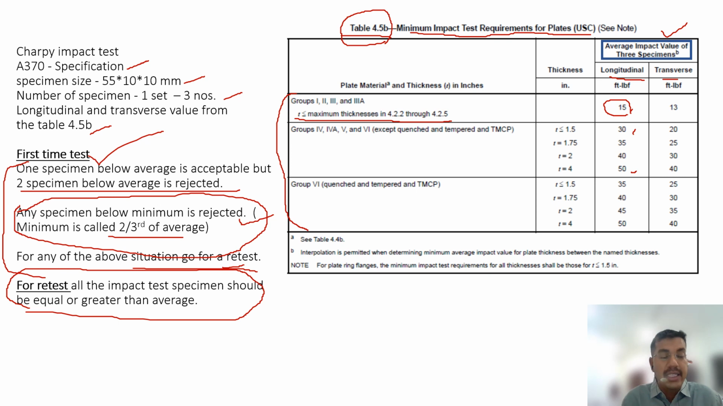For first time test, we allow up to 1. But for retest, not a single specimen will be allowed below average. Okay.